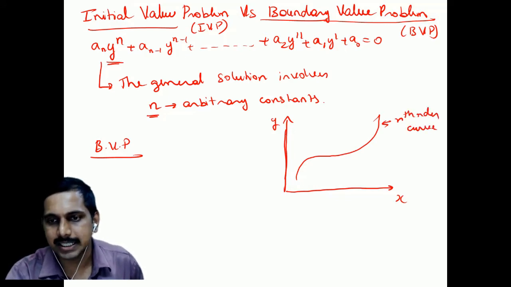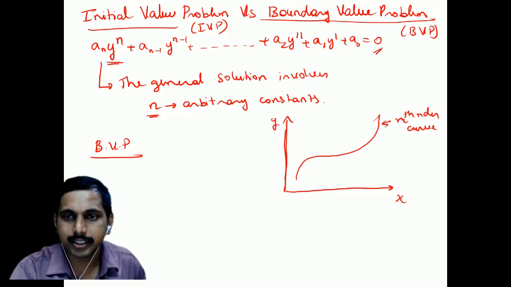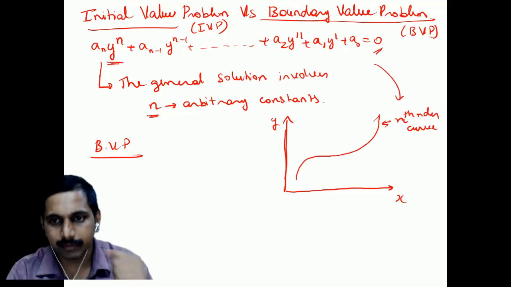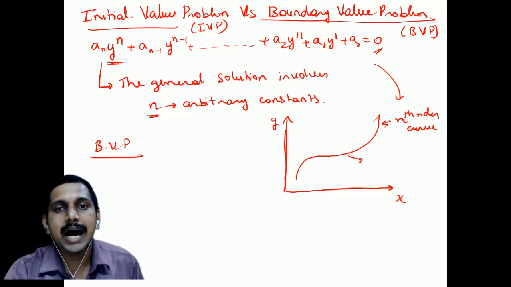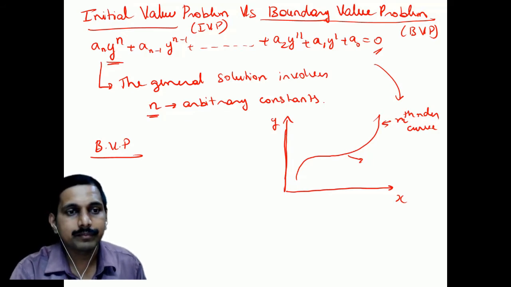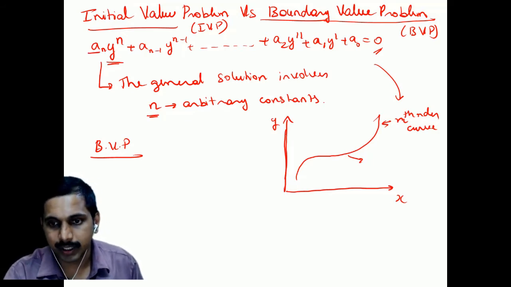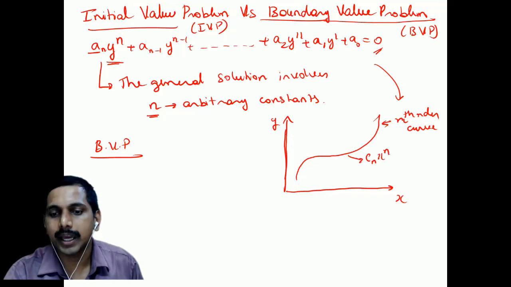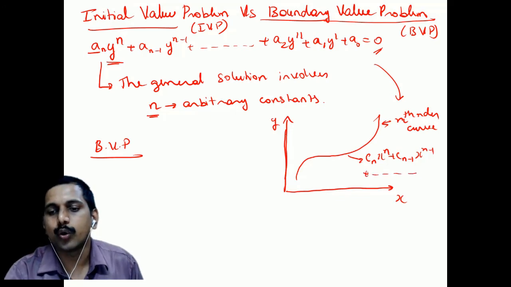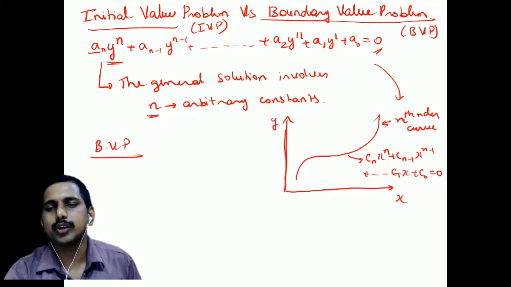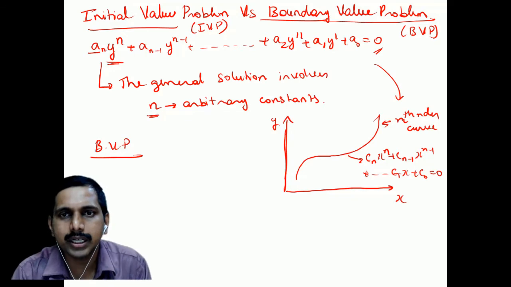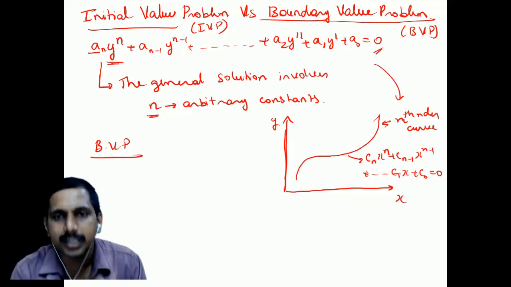See how easy it is. An nth order differential equation is involved with an nth order curve. Now this nth order curve has all the arbitrary constants. You can have it like this: Cn x raised to n plus Cn minus 1 x raised to n minus 1 and so on, and then C1 x plus C0 is equal to 0. This is the nth order solution of an nth order differential equation.